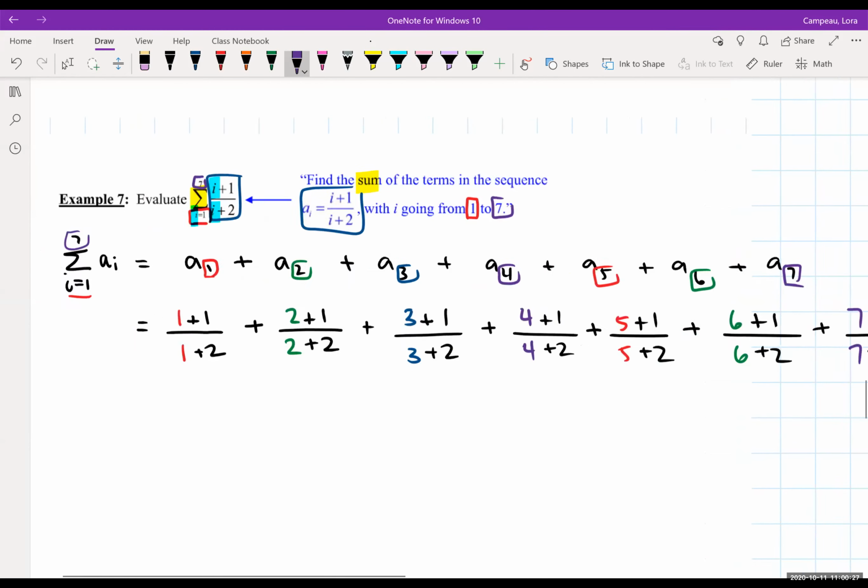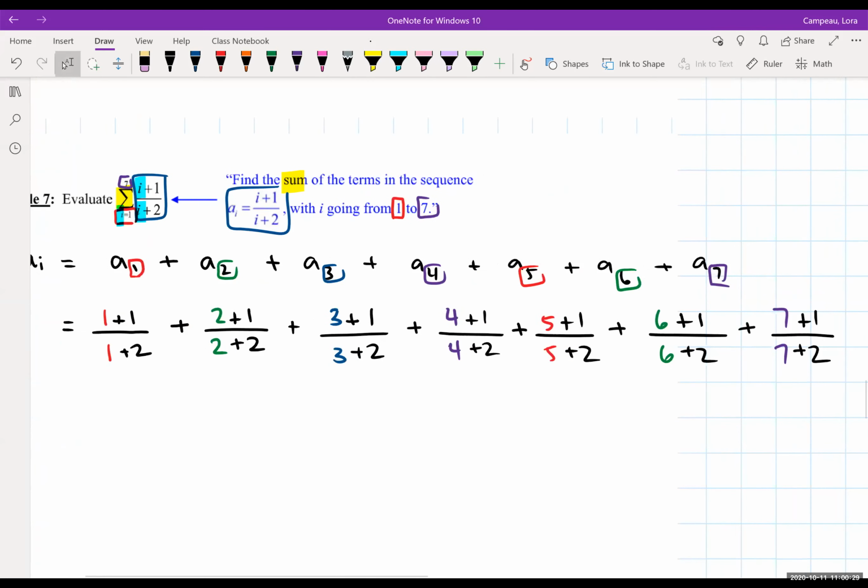That's what summation means. And so now it's your job to just simplify the numerator and denominator, so you're going to get a fraction. So 1 plus 1 is 2. 1 plus 2 is 3. We're adding that to 2 plus 1 is 3. 2 plus 2 is 4. Adding this to 3 plus 1 is 4. 3 plus 2 is 5. Adding this to 4 plus 1 is 5. 4 plus 2 is 6.